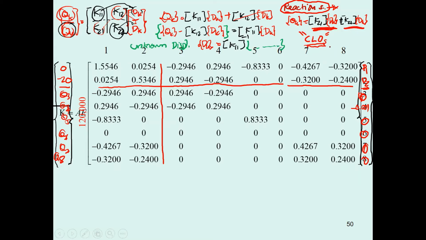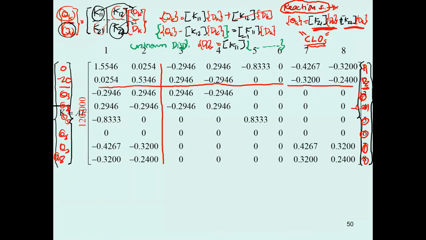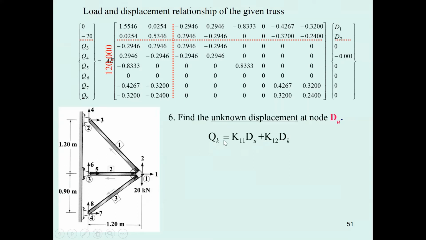And then you can go further. The whole operation that I put over here, put it neatly over here, and your Q sub K equals K11 D sub U plus K12 D sub K. And I should note in this portion, K12 times D sub K, you may notice this one will be times 0, and this one will be times this one.